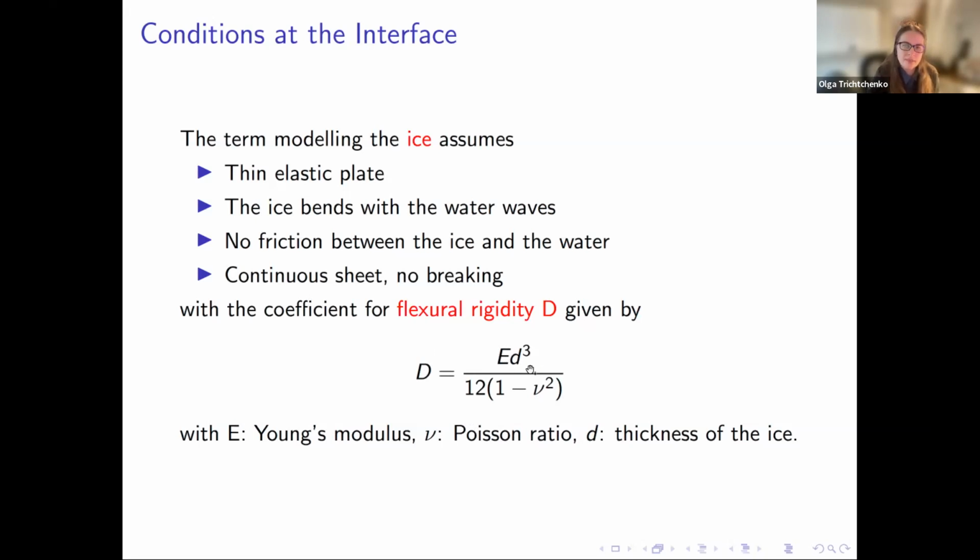So the ice has some heterogeneities. This little d, the thickness of the ice, we can also say, for example, imagine if the ice thickness varies.